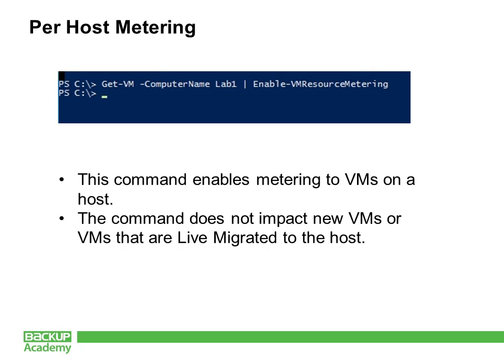So if you take a look at the code, you'll notice it starts out with get-vm and then -ComputerName, and then on this slide, lab1. So what this is doing is retrieving a list of all of the virtual machines that are running on a host called lab1, and then we're enabling resource metering for those virtual machines.